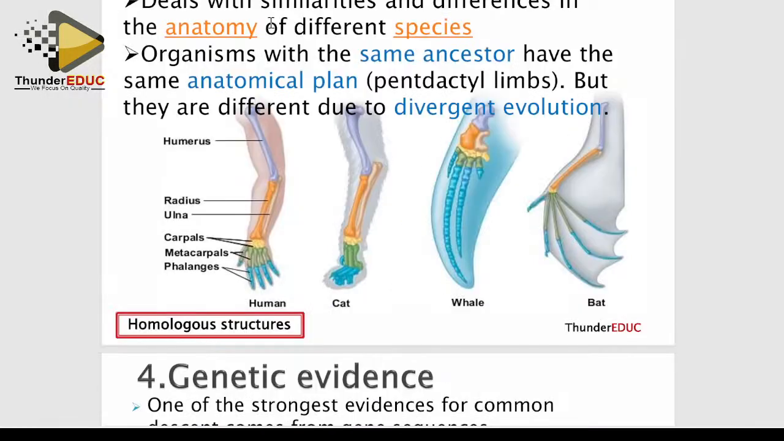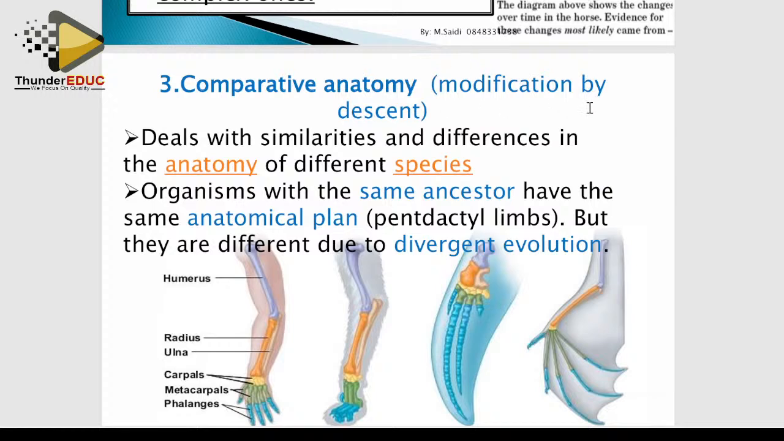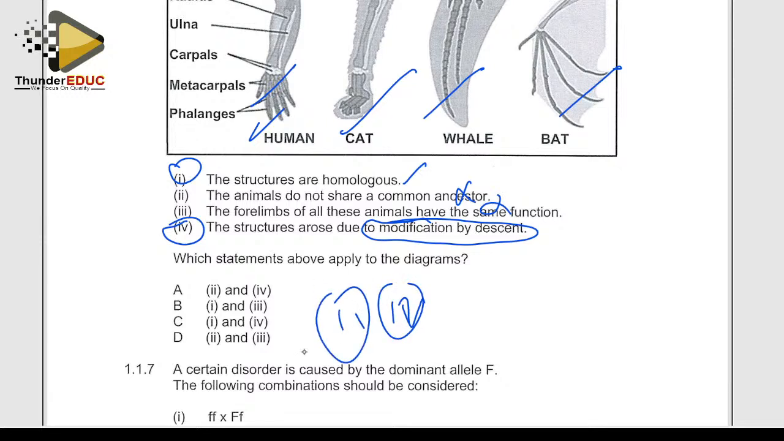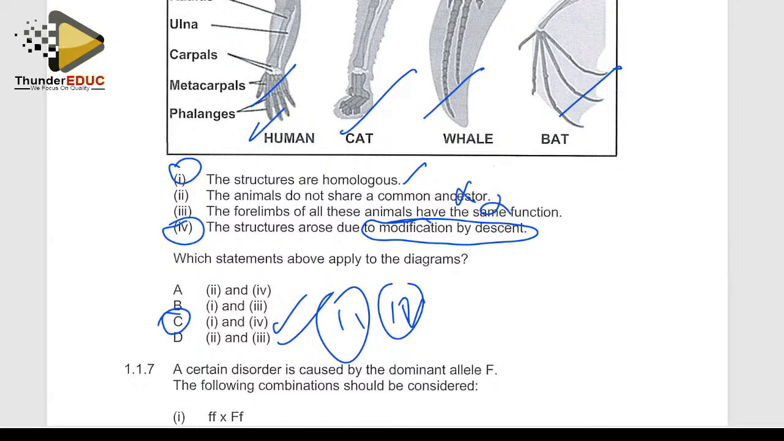Here we're saying that this is modification by descent. This is what they are trying to say, modification by descent. So 1 and 4 becomes the most correct answer. I have to look for 1 and 4. 1 is this, and so C becomes the most correct answer. Who got it right? Who got that one right? Okay, guys, let's continue.